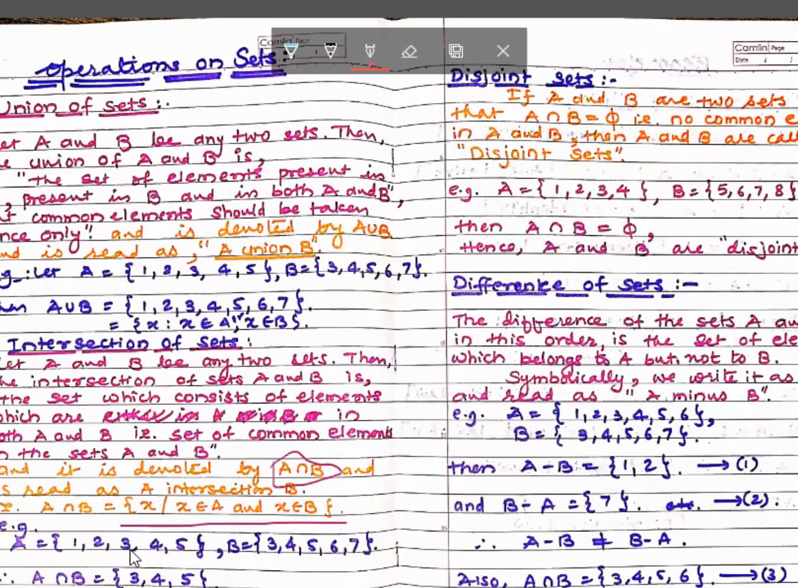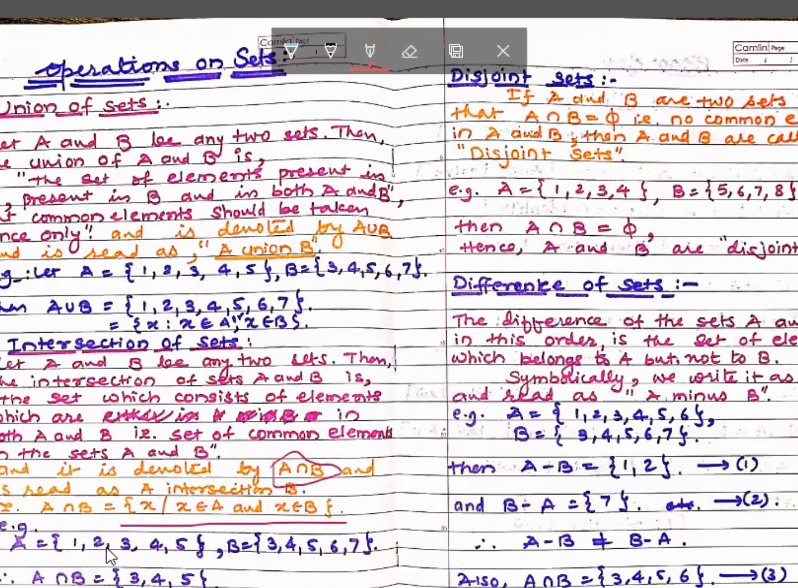This is the intersection of sets. So consider two sets A and B. A contains the numbers 1 to 5, the natural numbers. B contains the numbers 3 to 7, again natural numbers. And if we take the intersection of these two, we need to write only the common elements among these two sets. So if you observe these two sets, what are common?